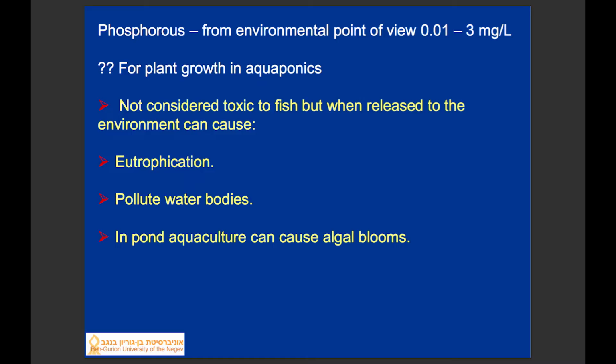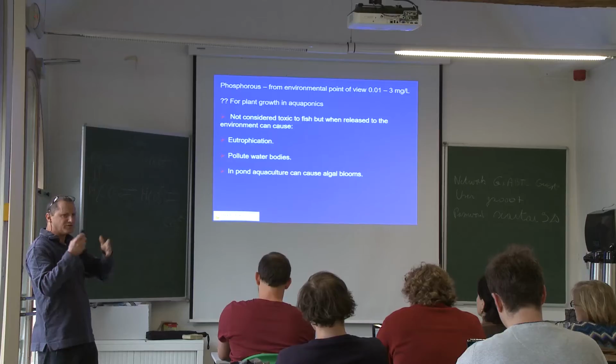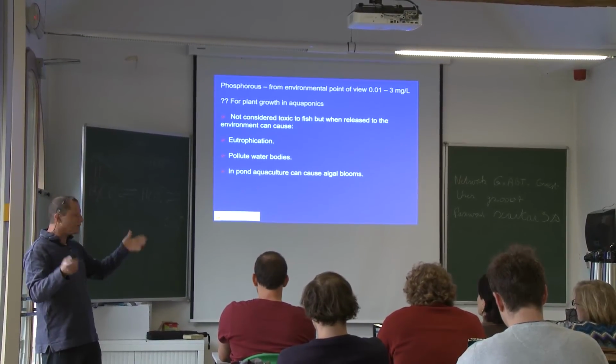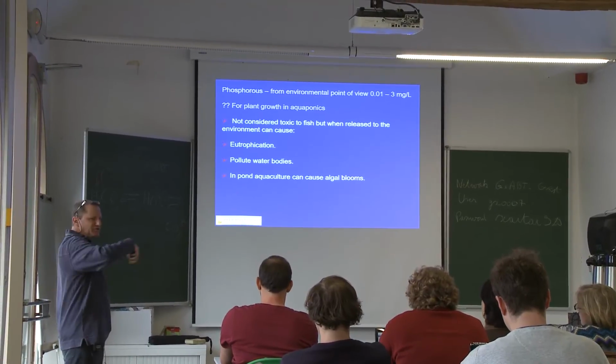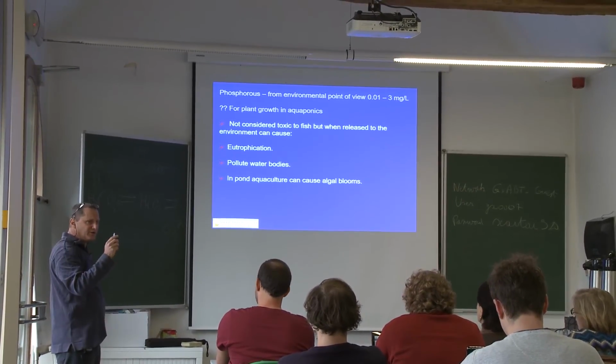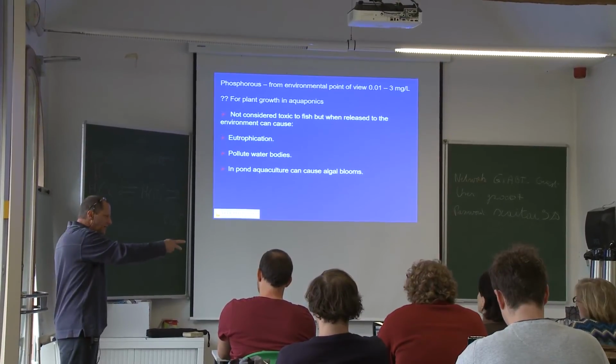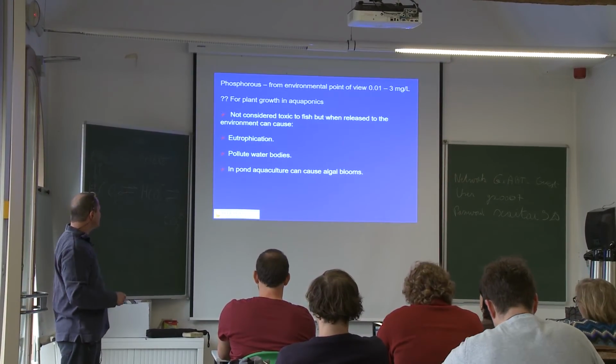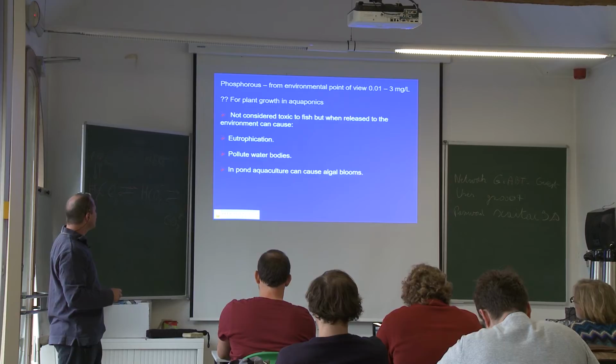Phosphorus can cause eutrophication, is the most limiting factor in nature, and so on. But in this recirculating system, it's usually less of an issue until the water is being released into the environment, okay?